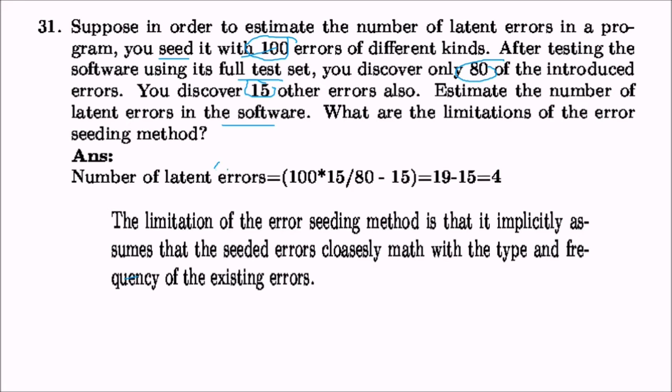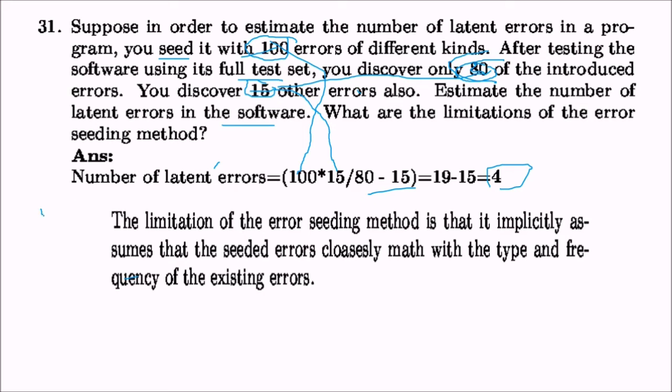So this is the formula here. Number of the latent errors would be 100, which is the number of errors which you seed, multiplied by the other errors that are found, divided by the number of seeded errors which you found, that is your 80, minus the other errors. So 80 minus 15, that will be 19 minus 15, 4.